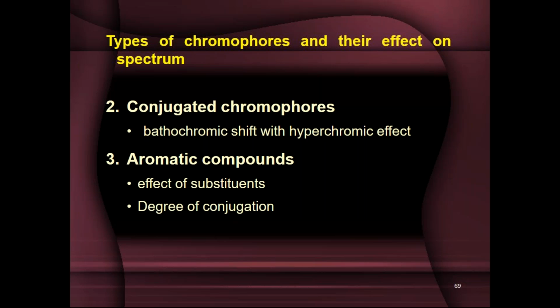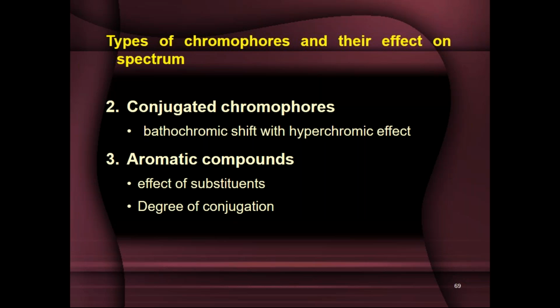And like I told you before, bathochromic shift is usually also accompanied by a hyperchromic effect. So the more the conjugation, the more the intensity of absorption. Then the third type of chromophore is seen in aromatic compounds. In aromatic compounds, if you have extra substituents being added, they have different types of effects. Certain substituents cause an increase in absorption, and certain substituents may not produce much change in absorption also.